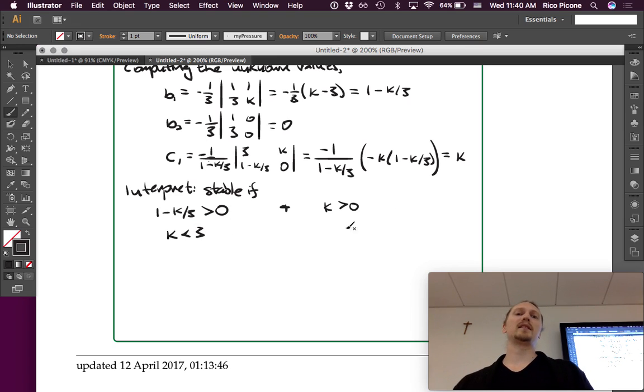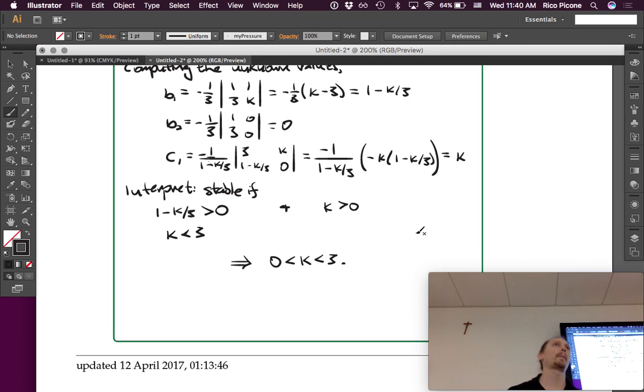So this one says that k has to be greater than 0. This one says k has to be less than 3. So stable if, I'm going to say just all that implies 0 less than k less than 3. What do you say about that switching the sign, switching direction stuff?